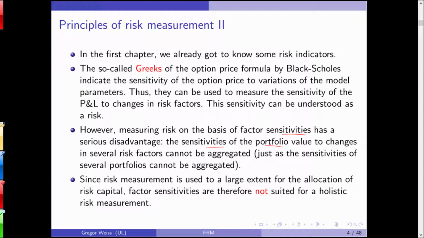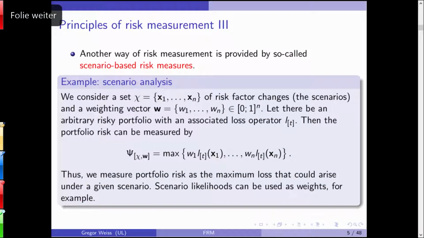Now, risk management is, in the end, all about risk aggregation, diversification, and finding the right mixture of risky investments and hedging instruments. So, a risk measure that is not able to aggregate risk is not what we are looking for. So we will probably not use the Greeks. Another possibility, a very simple possibility, to come up with a risk measure is scenario analysis.